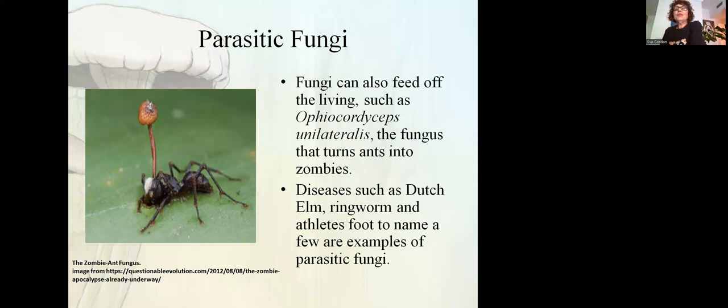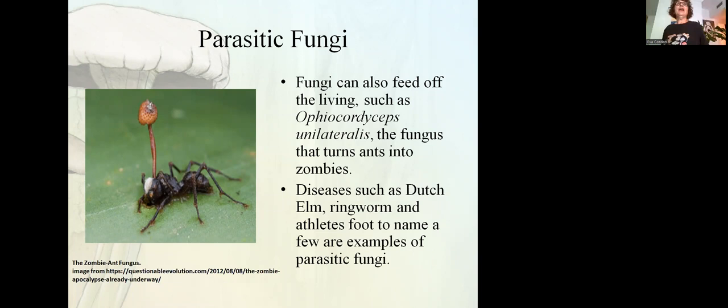Okay. Parasitic fungi. These are the ones that everybody talks about that zombify ants and other insects. They feed off the living. This is an example of a fungus that's feeding off an ant, Ophiocordyceps unilateralis. They literally turn the ant into a zombie. They kind of take control of it, and it does whatever it says. It goes and plants itself on the top layer of the tree and grabs a leaf, and then all the spores are released, and the ant is dead. So other diseases such as Dutch elm, ringworm, and athlete's foot, to name a few, are examples of parasitic fungi.